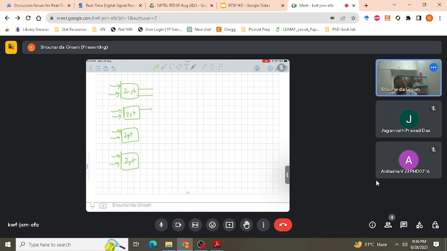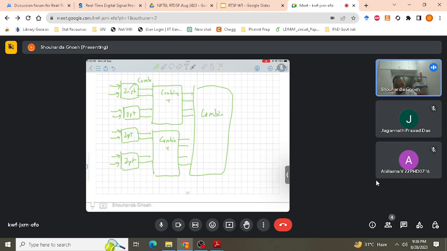These 2-point DFTs combine together, and along with a 4-point DFT block, which also goes into the combine. I won't call this a 4-point DFT anymore, this is a combined block, and then all these 8 go together in a combined block. So this 2-point DFT can also be called a combined block. There are first stage, second stage, third stage. So log 2 base 8 is 3 stages.